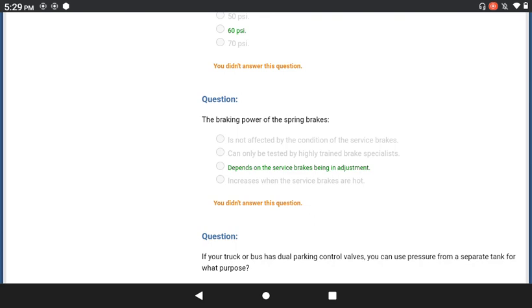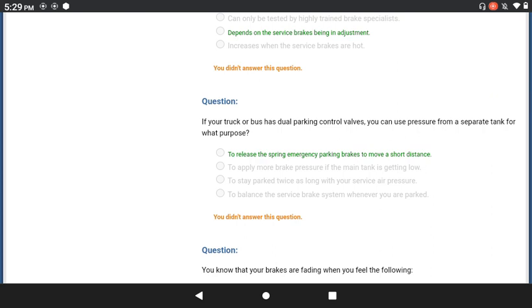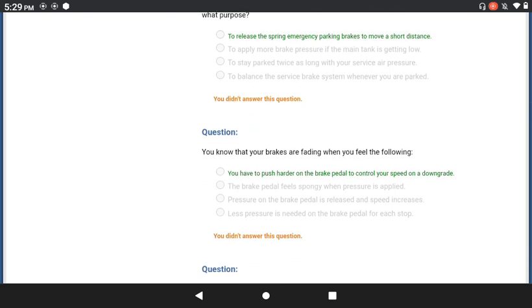The braking power of the spring brakes depends on the service brakes being in adjustment. If your truck or bus has dual parking control valves, you can use pressure from a separate tank for what purpose? To release the spring emergency parking brakes to move a short distance. You know that your brakes are fading when you feel you have to push harder on the brake pedal to control your speed on a downgrade.